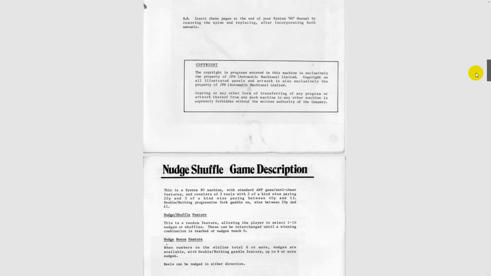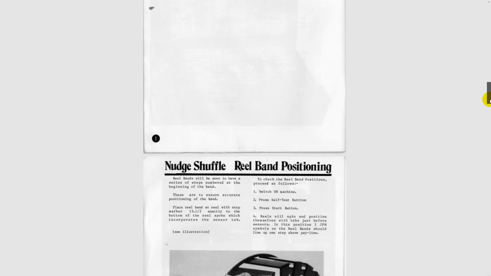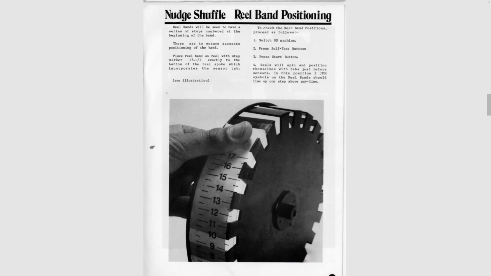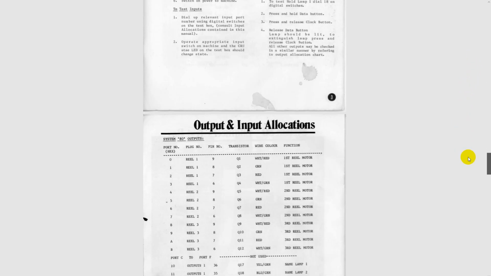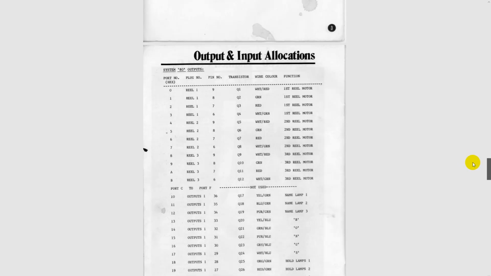This is an old System 80 tech machine, and for such a basic machine, it's got a fairly in-depth description of everything about it. We even have descriptions of how to position the reel bands, along with how to use the engineer's test box. So this is obviously operator focused rather than just basic promotional material.